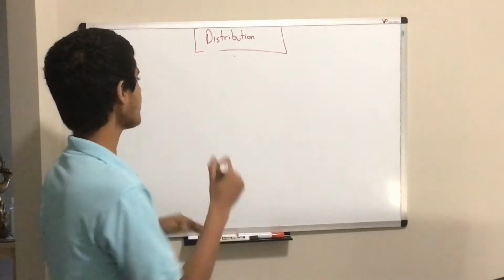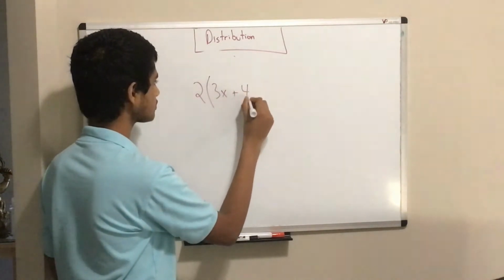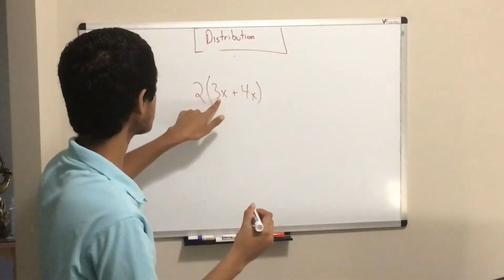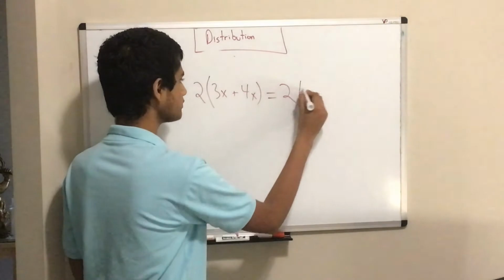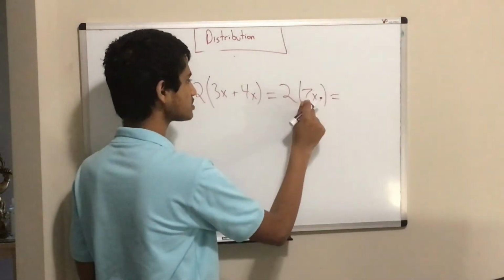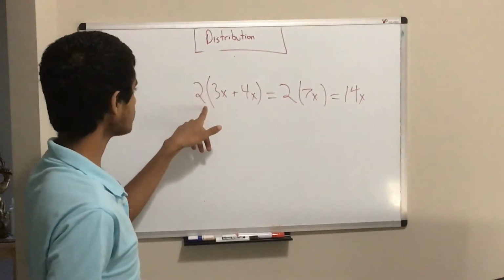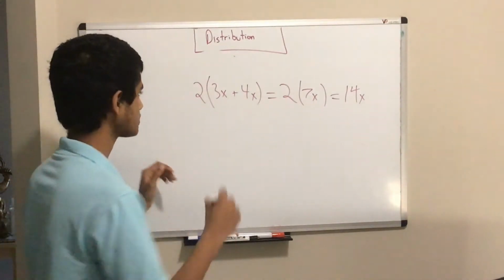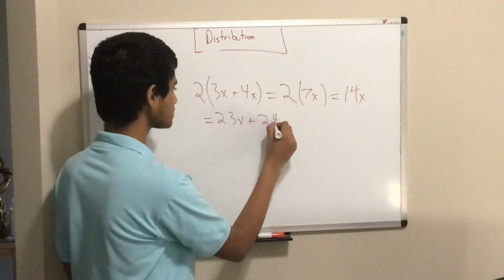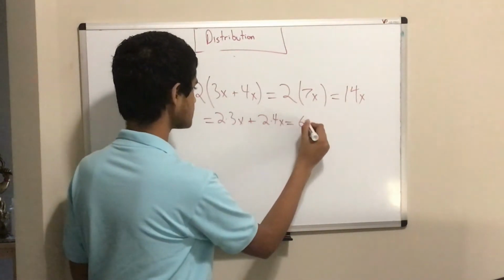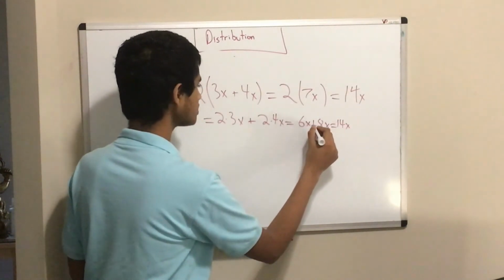So let's say that I had an expression something like 2 times (3x plus 4x). So right off the bat, what you'd think to do is do 3x plus 4x, and that's 7x. So that would just be the same thing as 2 times 7x, which is 14x. And now let's try distributing it and see what happens. So this is going to be the same thing as 2 times 3x plus 2 times 4x. And that's also 6x plus 8x, which is 14x. So it seems like the distribution works.